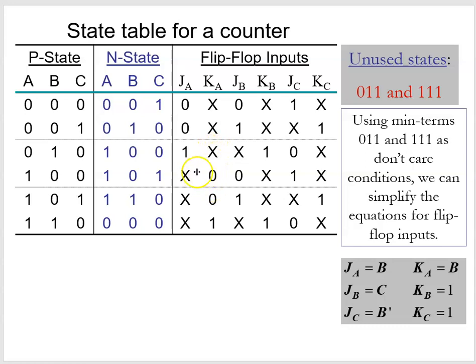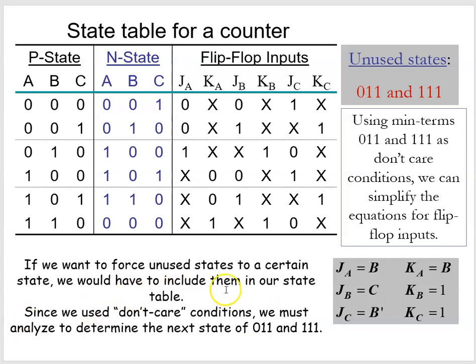And so you can use the excitation table, or you just use your understanding of the next state table for the JK flip-flop. So make sure you can come up with each of these, and then we can put these into a Karnaugh map, and we can come up with our flip-flop input equations. So once we get to those flip-flop input equations, we want to make sure that our counter recovers.